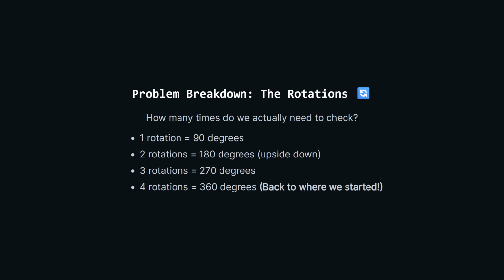Here's the most important realization for this problem. Think about a physical square piece of paper. If you turn it 90 degrees 4 times, you are right back to where you started. That means there are really only 4 possible states the matrix can be in. We don't have to keep spinning it forever, we just check those 4 positions.